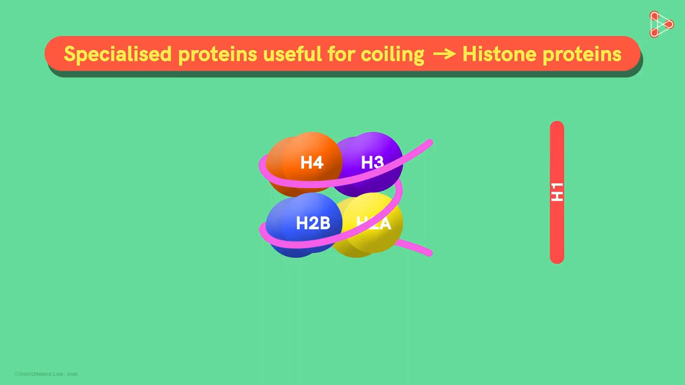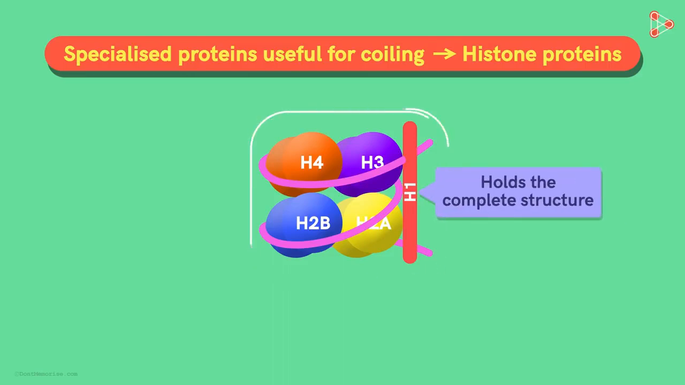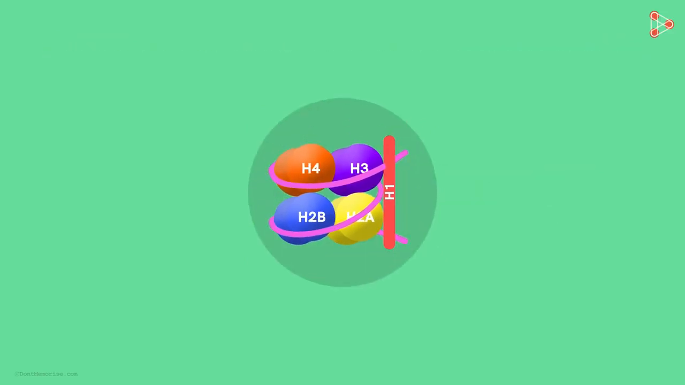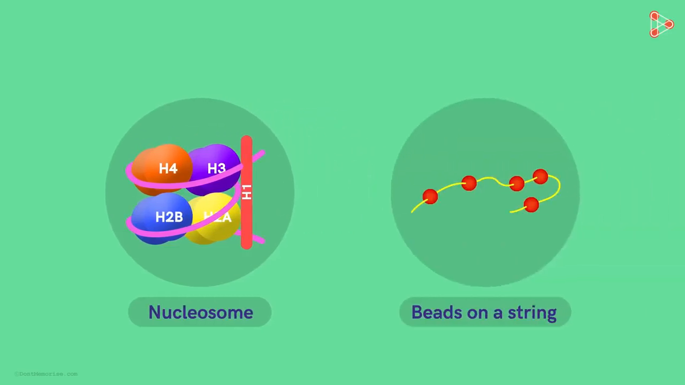And what function does the H1 serve? Basically, the H1 protein helps in attaching the DNA to the octamer and keeping it intact in place. In other words, it helps to hold the complete structure. This unit of the DNA string wrapped on the histone core is called a nucleosome. Does this structure resemble something? It does. It looks like a bead having a string wound around it. That is the reason why the nucleosomes are referred to as the beads on a string structures.